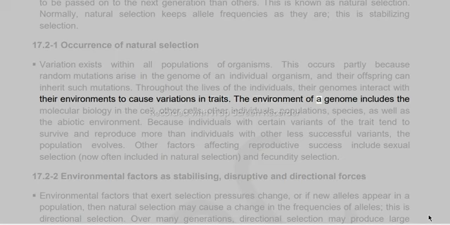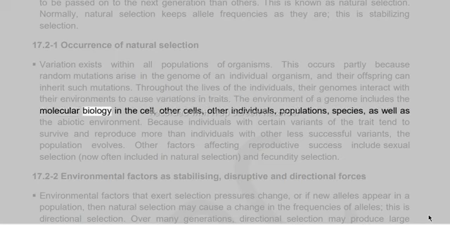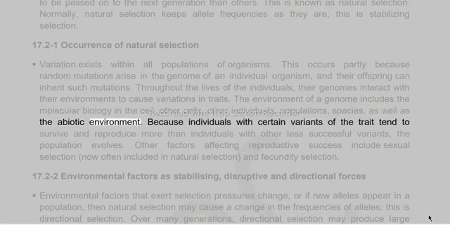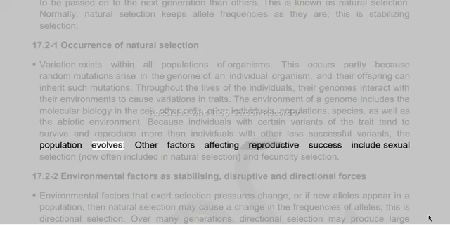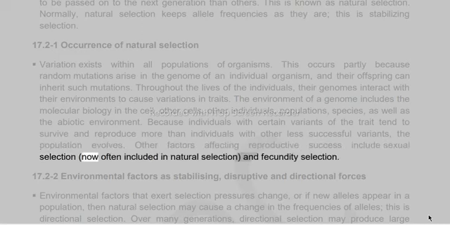The environment of a genome includes the molecular biology in the cell, other cells, other individuals, populations, species, as well as the abiotic environment. Because individuals with certain variants of the trait tend to survive and reproduce more than individuals with other less successful variants, the population evolves. Other factors affecting reproductive success include sexual selection, now often included in natural selection, and fecundity selection.